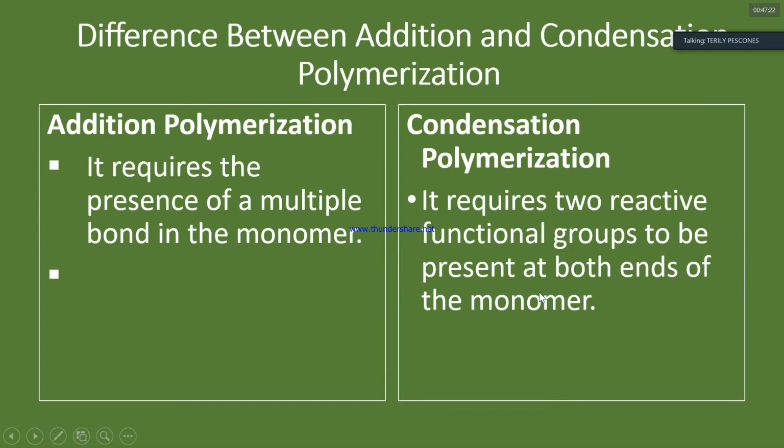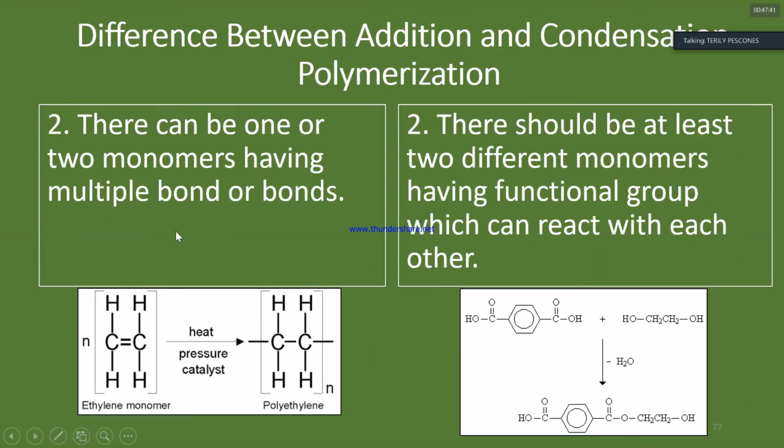So, siguro i-ano ko muna bago ko ipadala sa inyo itong PowerPoint. Lagyan ko na lang dito yung pinaka-example. So, dapat ito may double bond, dapat ito ay may functional groups na nakadikit dun sa magkabilang dulo. Okay, ano yung mga functional groups ulit? Yung mga OH, COOH, and NH2. Okay, there can be two monomers having multiple bonds. Tapos ito na pala, functional groups. So, ito yan, yung mga COOH.